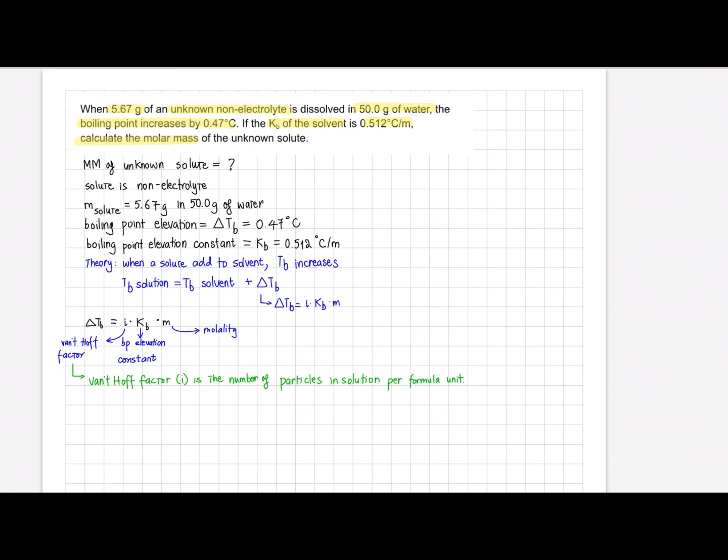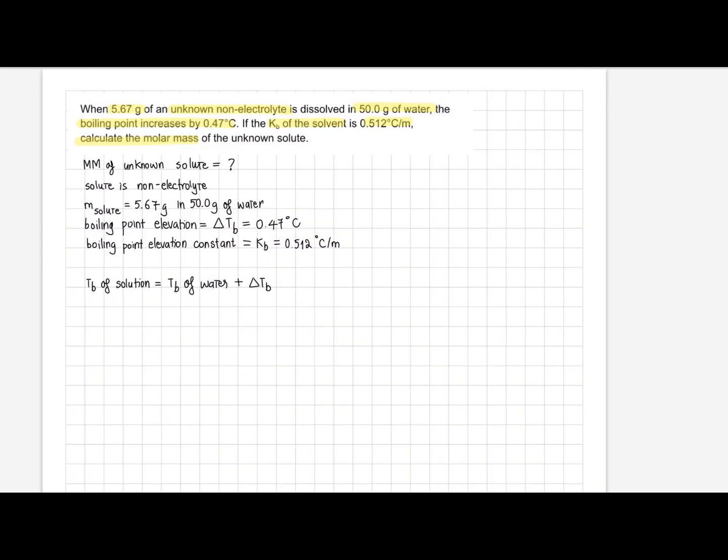So let's talk about what the Van't Hoff factor is. The Van't Hoff factor i is the number of particles in solution per formula unit. For example, for sodium chloride, NaCl, the Van't Hoff factor i is 2 because NaCl in solution dissociates into Na+ and Cl-. So that's 2 particles in solution per 1 formula unit of NaCl. As another example, take sucrose. The Van't Hoff factor i is 1 because sucrose, unlike sodium chloride, does not dissociate. Therefore, the number of particles in solution per formula unit is 1.